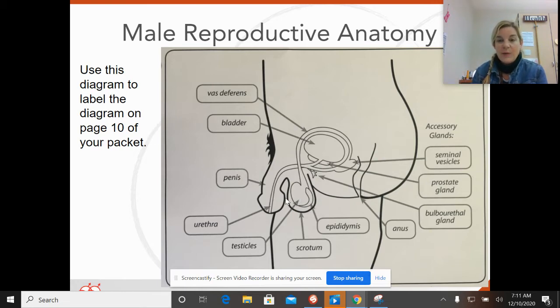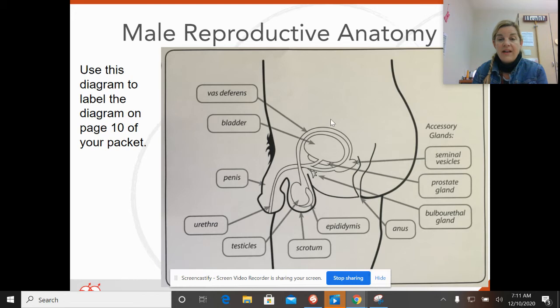All right, so this is where we make sperm, as I said. And then the sperm are going to travel from the testicles to the epididymis. The epididymis is just this J-shaped tube, and sperm will be stored here for a few days. And then the sperm will travel through this long tube called the vas deferens.